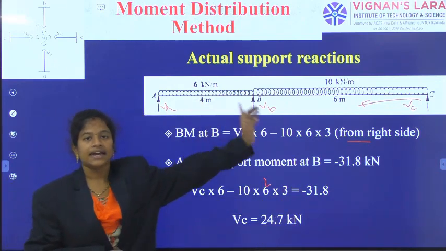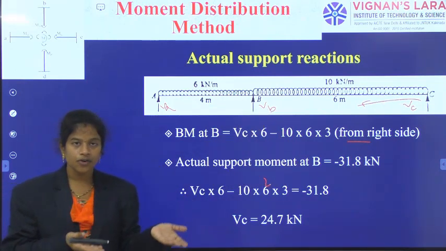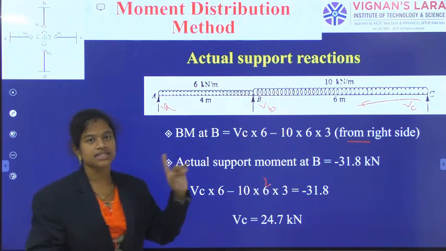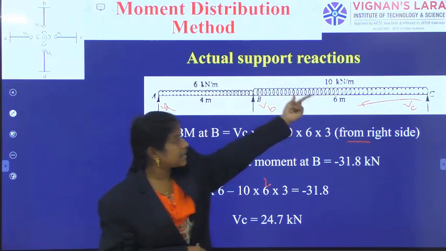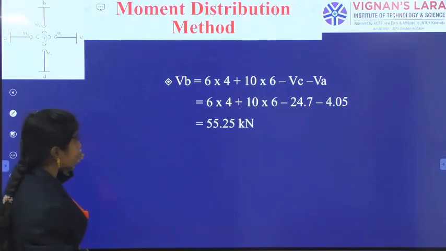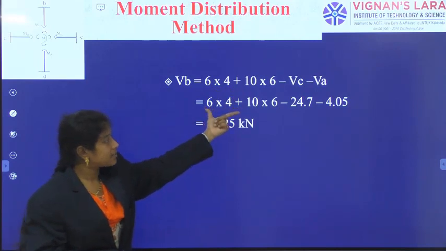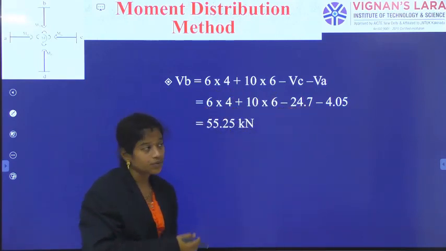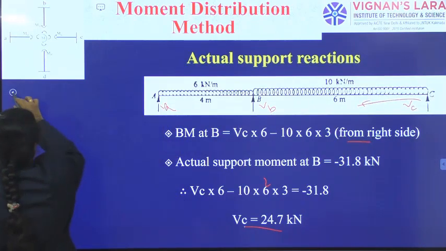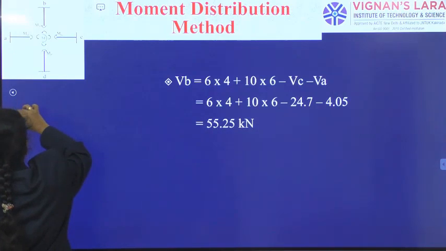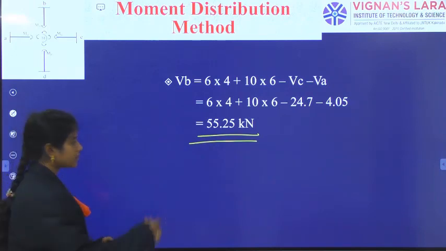After getting VA and VC, the one more thing left is VB. From the vertical equilibrium, summation of all the upward forces is equal to summation of all the downward forces. VA plus VB plus VC is equal to the total downward load of 6 into 4 plus 10 into 6. From that, VB is equal to 6 into 4 plus 10 into 6 minus VC minus VA. VC and VA we have just got as 24.7 and 4.05, and the summation has given us 55.25 kilonewtons from the vertical equilibrium.